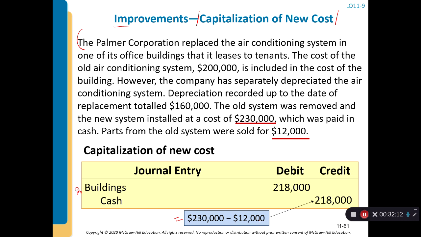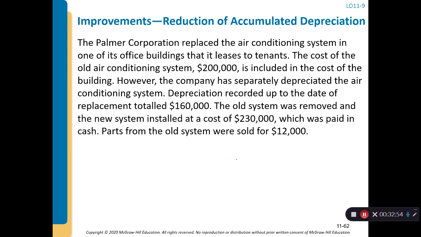Since cash is paid for the purchase of a new building of $230,000, and cash of $120,000 is also received from the sale of the parts of the old system, hence the net cash outflow should be $218,000, right? Okay. So in other words, the building you are adding is $230,000 of new building, but you have to subtract the $12,000 of cash that you received. So that's how we calculate 218.